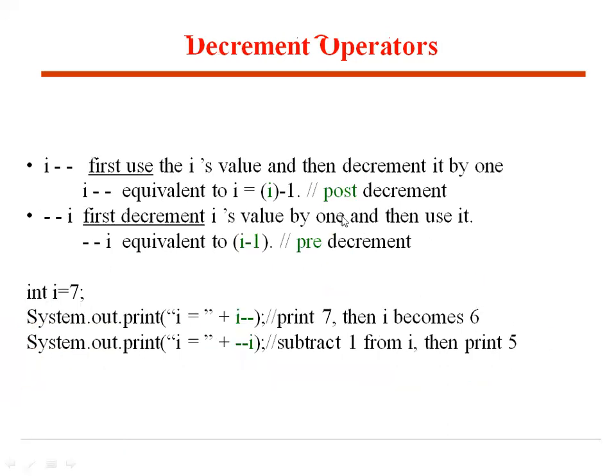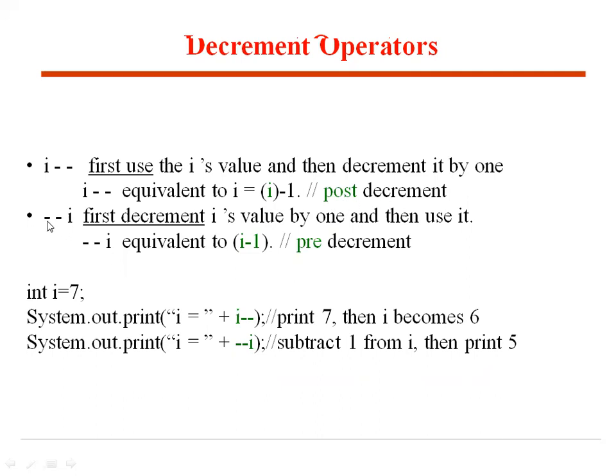Similarly, the decrement operator, I minus minus. This is called a post decrement. That means first use the I value, then decrement it by 1. That is how we are informing the compiler. So it is equivalent to I is equal to I, first. See here, I have kept it in a parenthesis. That means first the I value is used, then decremented. So the new value of I will be the decremented value. This is called post decrement.